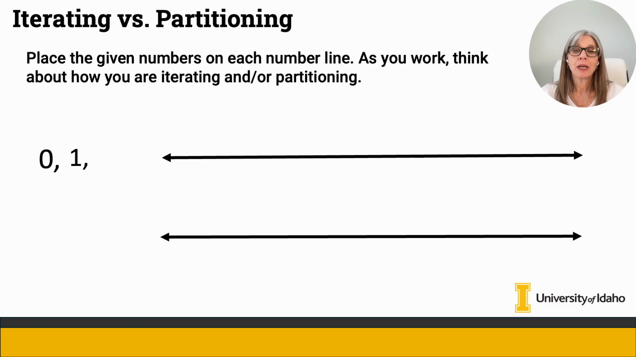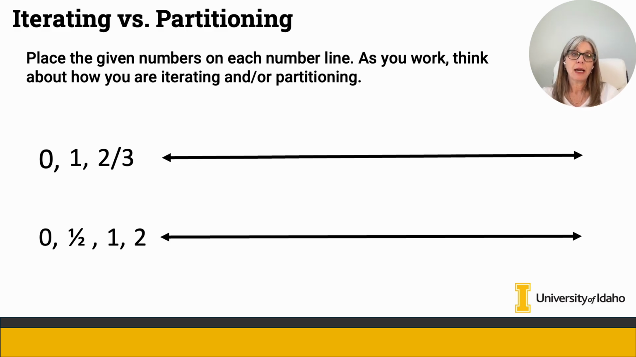Take a few minutes to try and do this activity on your own. I'm putting the numbers up here. For example, on that first number line, if I start with 0 and then I go to 1, I'm going to place the 1 on the number line. And then how would I find 2/3? Would I iterate? Would I partition? So go ahead and do that and see if you can use that iterating versus partitioning language. And then the same with the second one. If I start at 0, I go to a half, how do I then find 1/2?